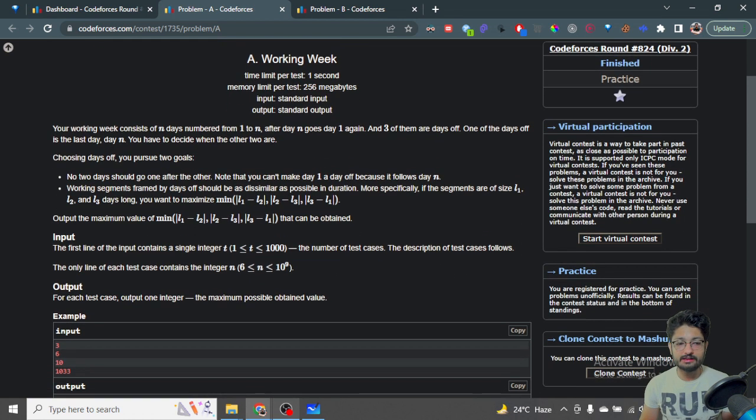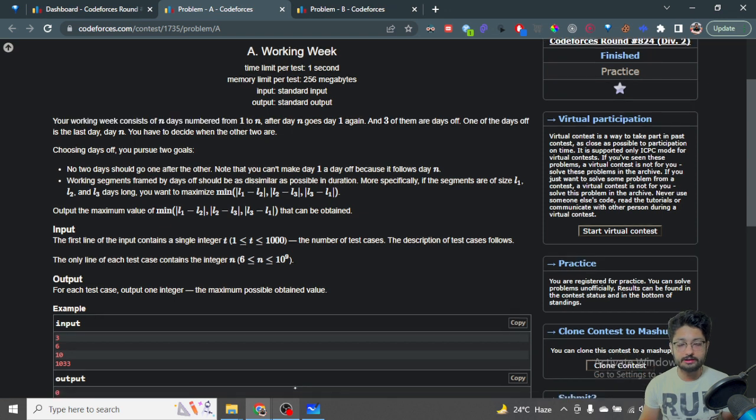So the problem statement goes like this: you are doing a working week, and your working week consists of days 1 till n. After n days, you again start from the first day. So it's like a week. Like you have 7 days in a week, here you have n days in a week, 1 to n. And three of them are days off. One of the days off is the last day, n. So the last day is 100% a day off, and the other two you have to decide what you want the days off to be.